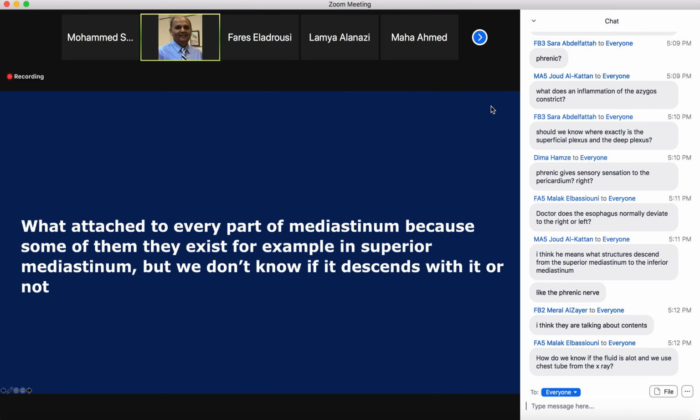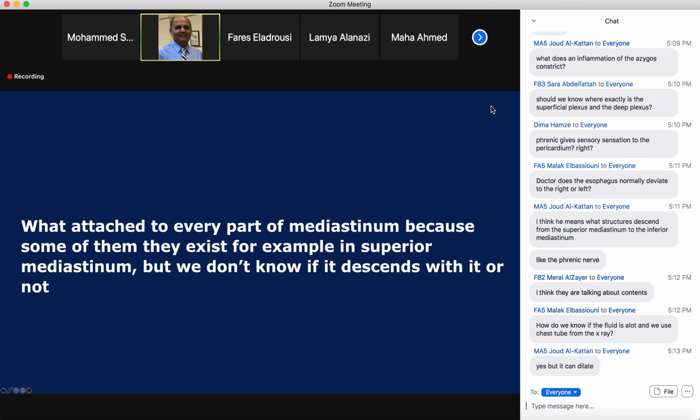What does an inflammation of azygos constrict? Azygos is a blood vessel. It's not esophagus. Inflammation, the venous inflammation, if veins go inflamed, they get thrombosed. The vascular diseases are different. Yes, but it can dilate. It depends on how much is the valve involvement, the wall thickness and all those parameters. Veins dilate when there is more pressure of the blood being received by them. They dilate at that time.